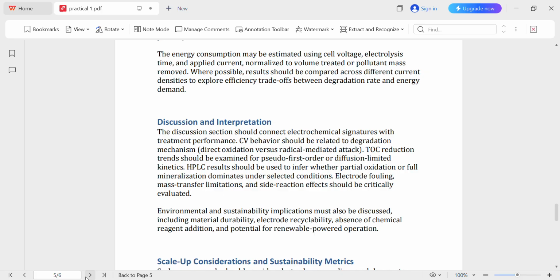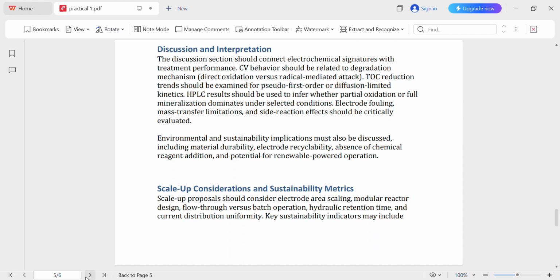Environmental and sustainability implications must also be discussed, including material durability, electrode recyclability, absence of chemical agent addition, and the possibility of renewable powered operation.